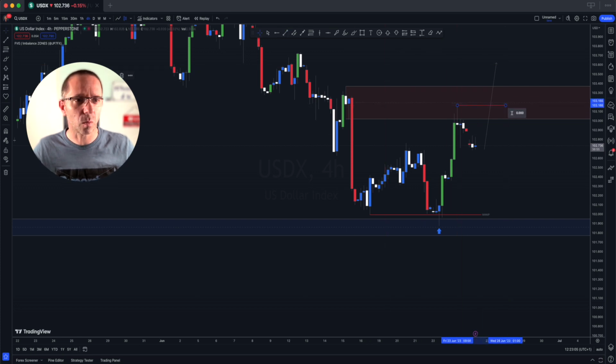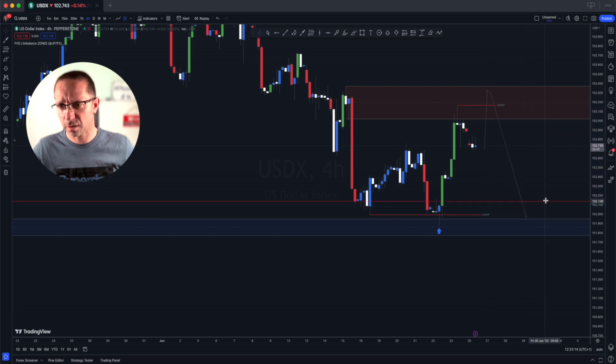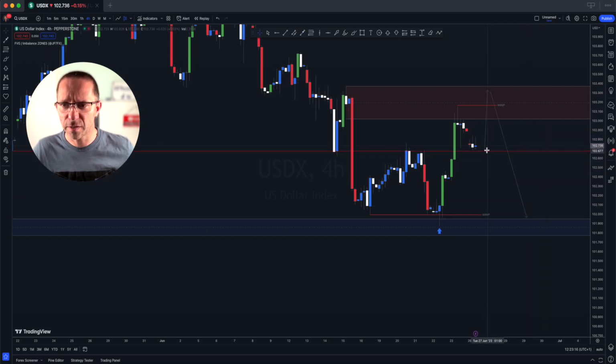We could see the market want to push up, manipulate this high, and then we can look for a pushback down from here into this area of demand again. Now this all depends what I see at the current price.